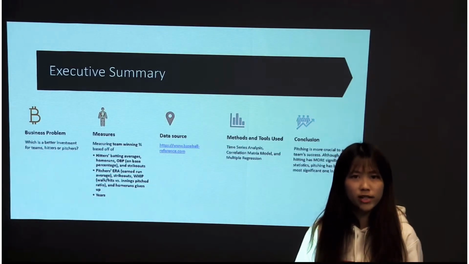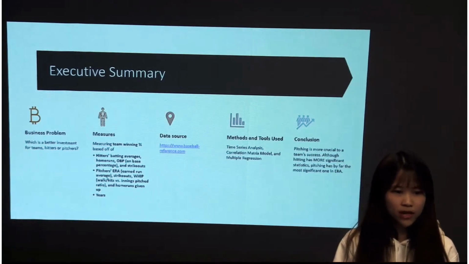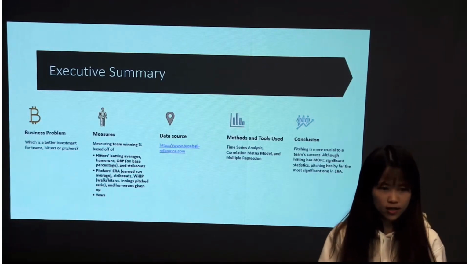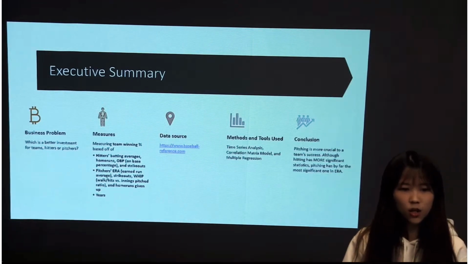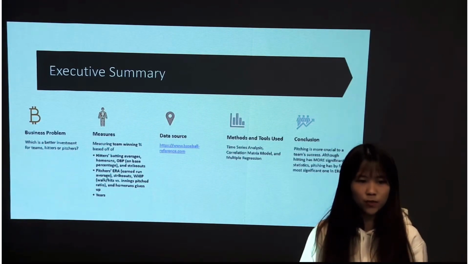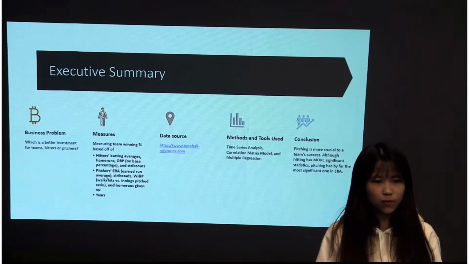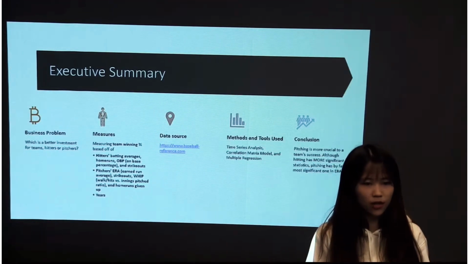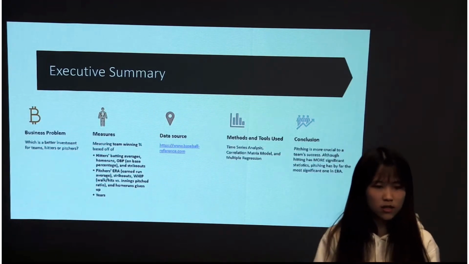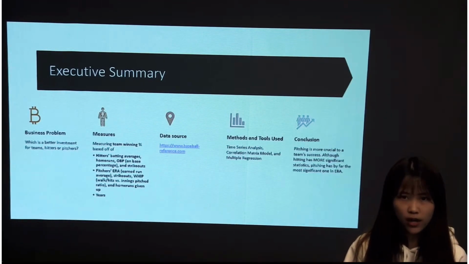And we chose our data from the website baseballreference.com to analyze all data. The 3 methods are time series analysis, correlation matrix model, and multiple regression. And from our data, we can conclude that pitching is more crucial to a team's success. Although hitting has more significant stats, pitching has by far the most significant one in ERA.